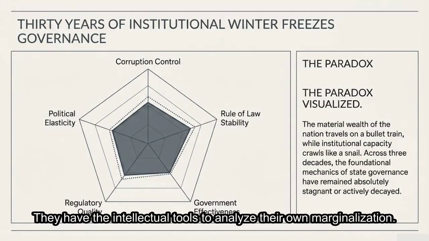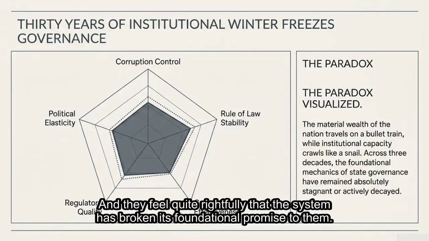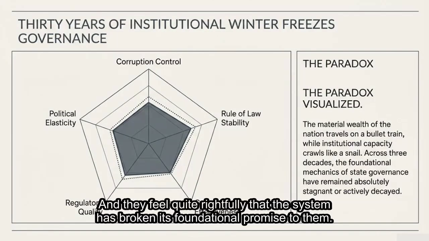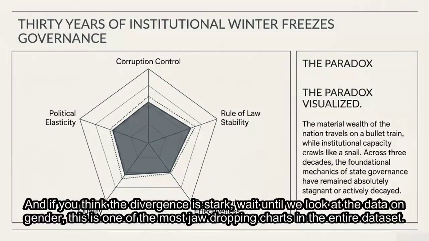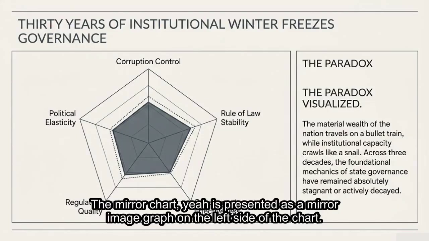You have a highly articulate, digitally connected, and deeply frustrated youth demographic. Because they know they've been shortchanged. Exactly. They have the intellectual tools to analyze their own marginalization, and they feel, quite rightfully, that the system has broken its foundational promise to them. And if you think that divergence is stark, wait until we look at the data on gender.